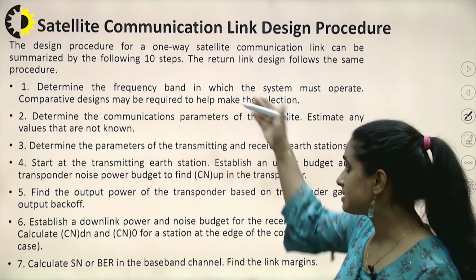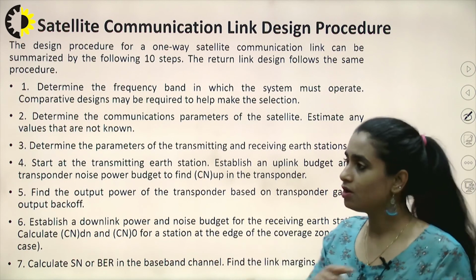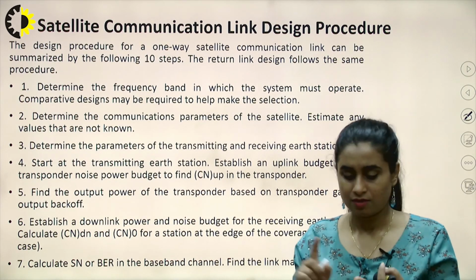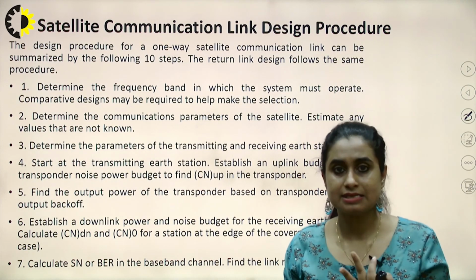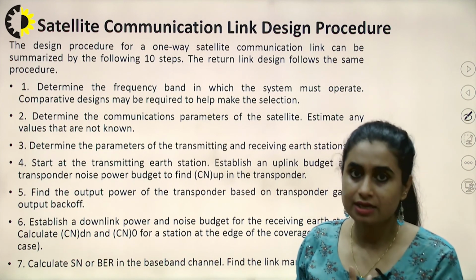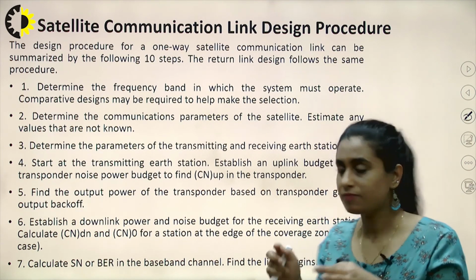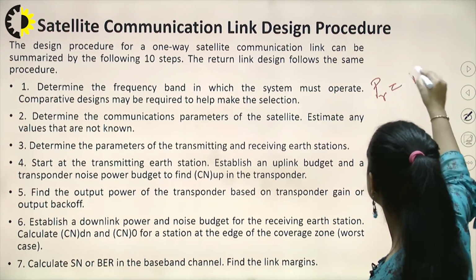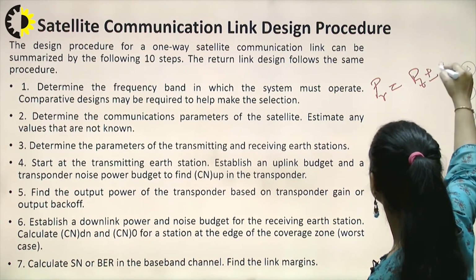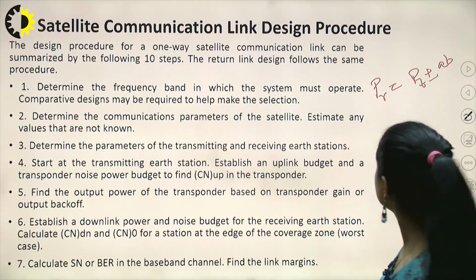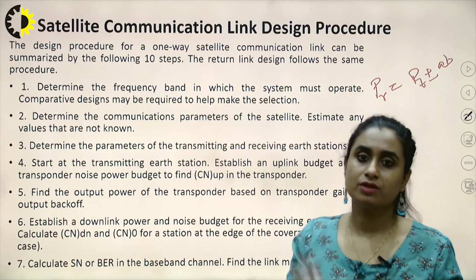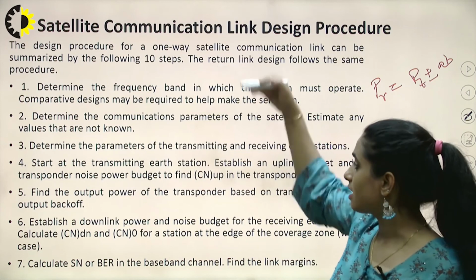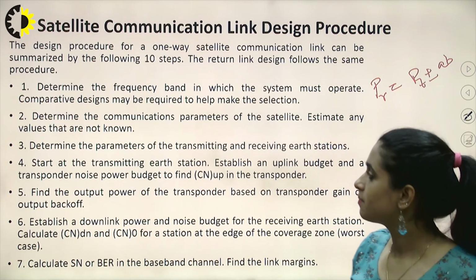So these are several steps for all the calculations we have done so far. We have spoken about what link design is and how we calculate it, how we come up with the expression, that is, how PR and PT are related, right? All that calculation, then the calculation of C2N, those are written in steps, right?